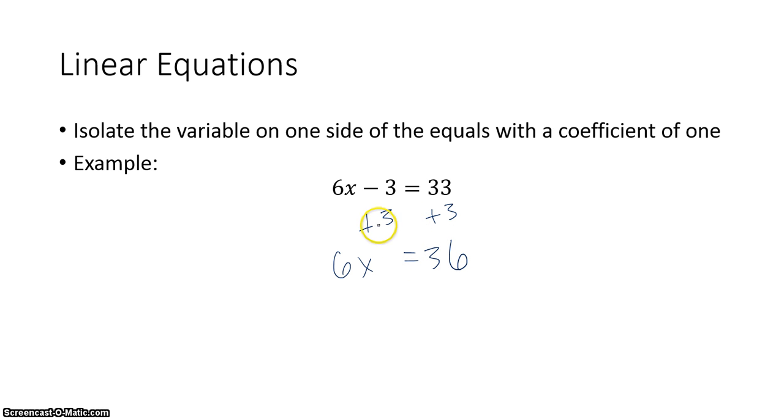Whenever you're dealing with equations, it's okay to do one thing to one side as long as you do the same thing to the other side. So in this case, we add 3 to both sides. Last step we want to do is divide both sides by 6, so we get x equals 6.